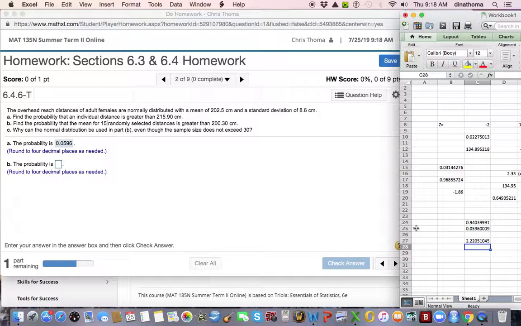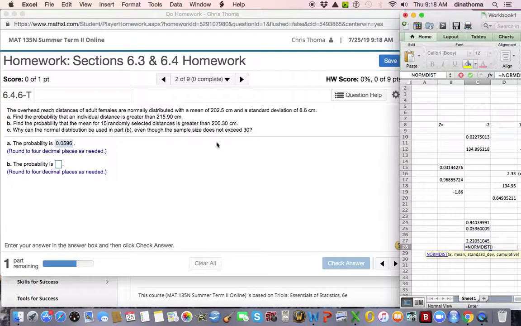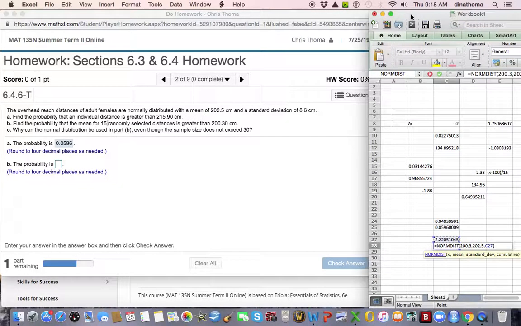So now I do everything I just did before, right? Again, it's a greater than, so equals norm dist. And then I'm going to put in my X of 200.3, my mean of 202.5, and I have to use my new standard deviation I just calculated. So not the old, the new. So I'm just going to click on that cell instead of retyping it all in. You can retype it in if you want. Put a 1.